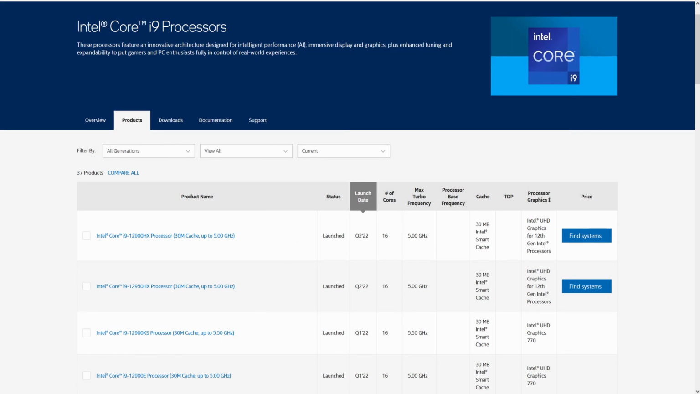Right now, a modern Intel Core i9 CPU has a clock rate, or as Intel puts it, a max turbo frequency of 5 GHz. This means that one operation can occur in 1 over 5 times 10 to the power of 9, or 0.0000000002 seconds.